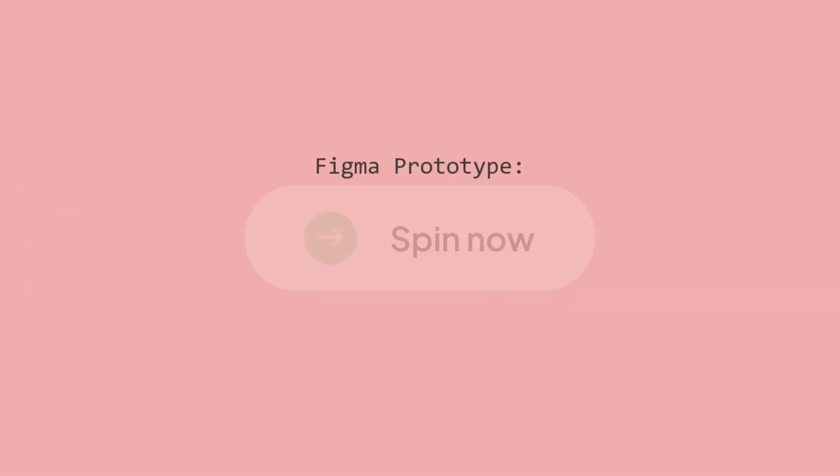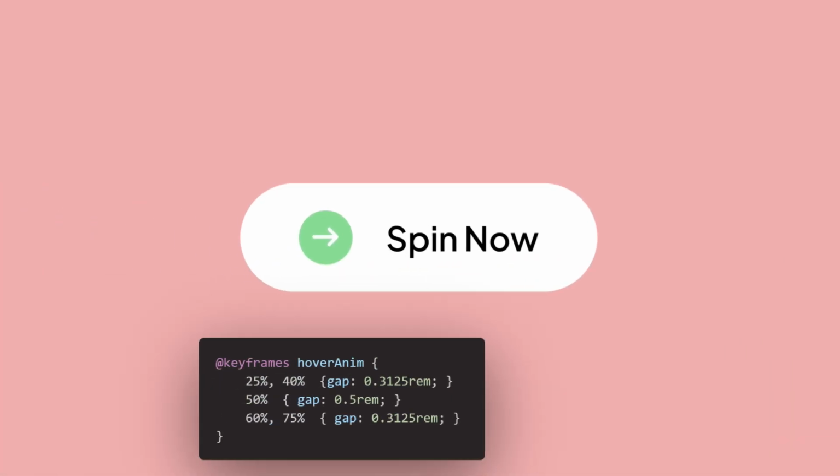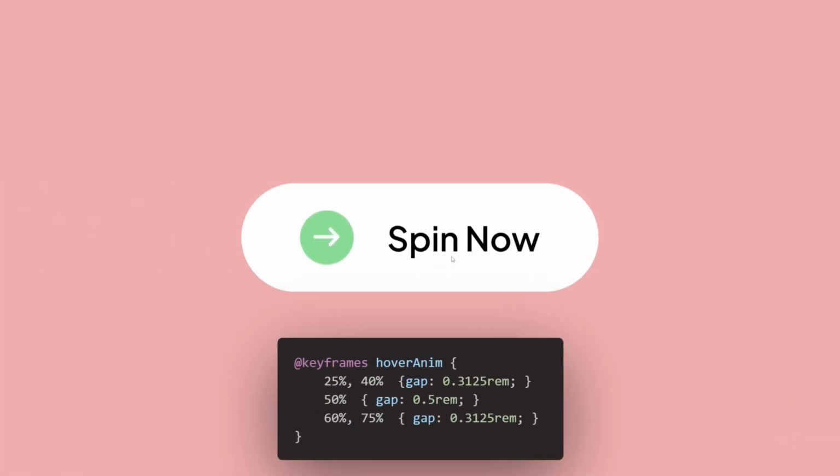But when we run the prototype, there's a slight bounce after they meet. So I'll add an intermediate step with a slightly wider gap and also add extra steps with the final width so that it's held longer. And there we have the working hover animation. Now it's time for the final part.